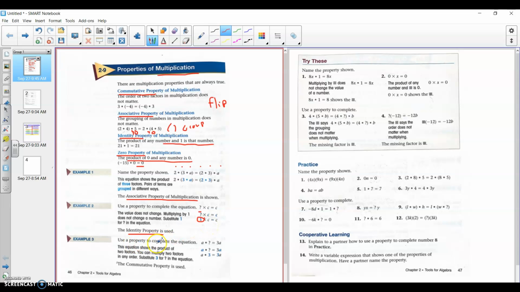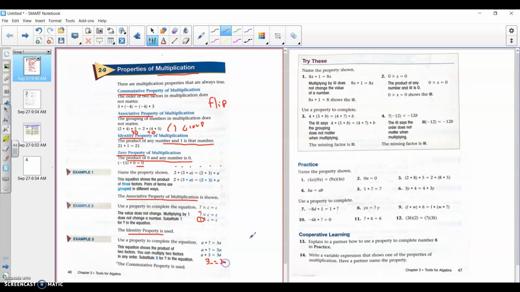Example number 3, use a property to complete the equation. Same thing. This time you have A times what equals 3A. And so, all right, you're thinking to yourself, I can't put in 0 here because that would be 0. 1 doesn't work. So the 0 property and identity property are out. And then the associative property is the grouping, and there is no grouping here, no parentheses. And so if I put in a 3, which they did here, 3 times A gives you 3A. All right. So that's supposed to be a 3. I guess I can go down and make it a 3. A equals, so left side equals the right side. And that's kind of what you're looking at.